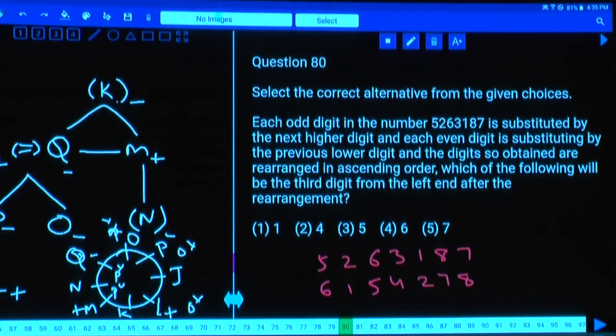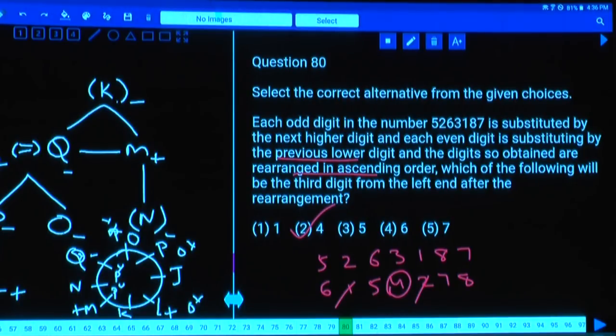Then each even digit is substituted by the previous lower digit, and the digits so obtained are arranged in ascending order. Which of the following will be third from the left? Third from the left means all these elements are arranged in ascending order. First from the left is 1, second from the left is 2, third from the left is 4. 4 is given in choice 2. Third in the ascending order.